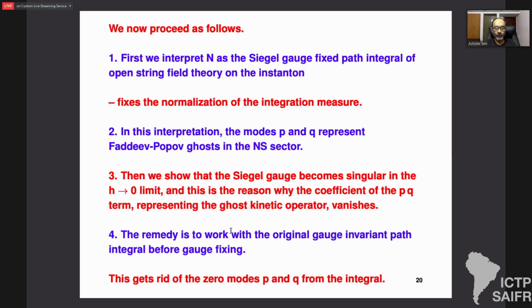So the remedy will be to work with the original gauge invariant path integral before gauge fixing. And this will get rid of the modes P and Q from the integral, but it will also introduce some additional variables on which you have to integrate. So in the next slide, I'll write down the final result, and I'll at least try to motivate how that comes.